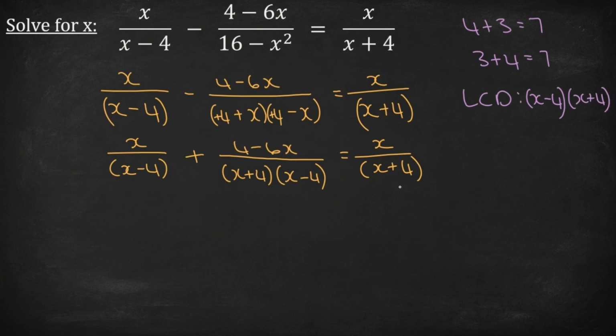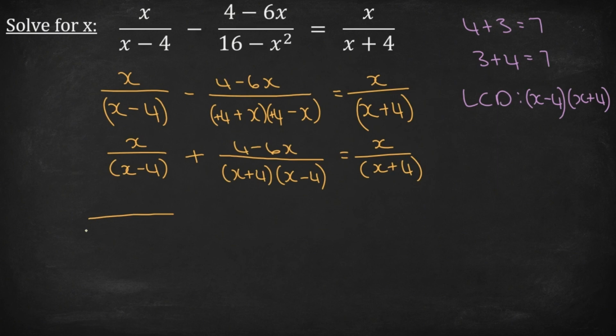And now let's have a look at this fraction. Here we have x plus 4 in the denominator. I already have x plus 4 in the LCD, so this is not unique. So my LCD is x minus 4 multiplied by x plus 4. So do you know what is the next step? Yes, we rewrite each fraction with the new LCD.